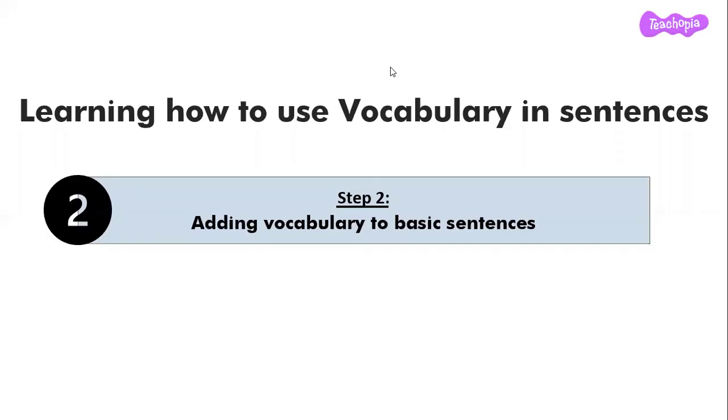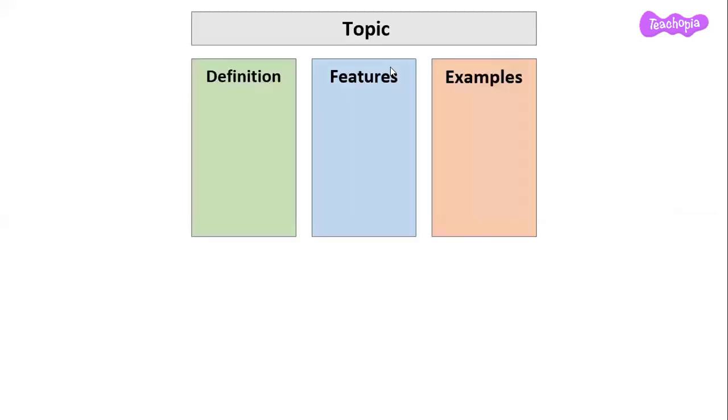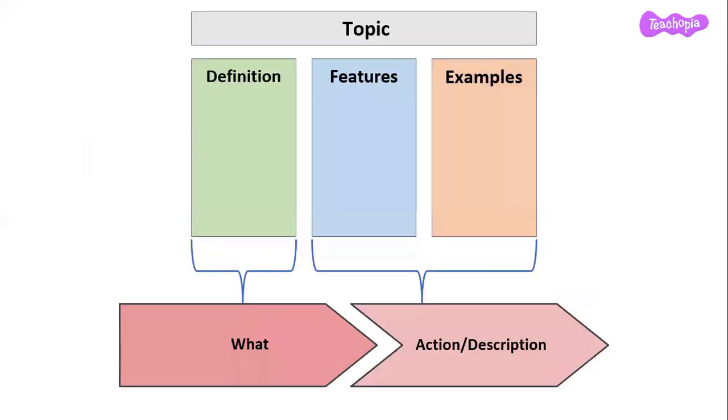Now, let's go to step 2. Now that we've learned how to build a basic sentence, how do we use vocabulary in our sentences? So, we know that any topic has three basic vocabulary categories, that is, definition, features, examples. Now, how do we use the two sentence building blocks to incorporate more vocabulary, or how do we take vocabulary from each of these categories to incorporate in our sentences?